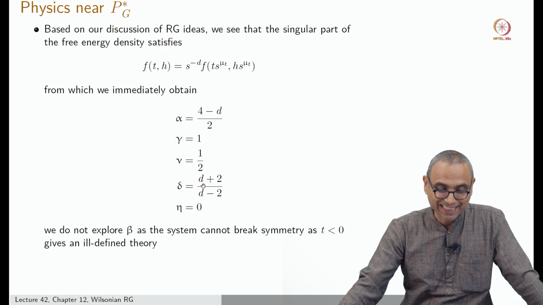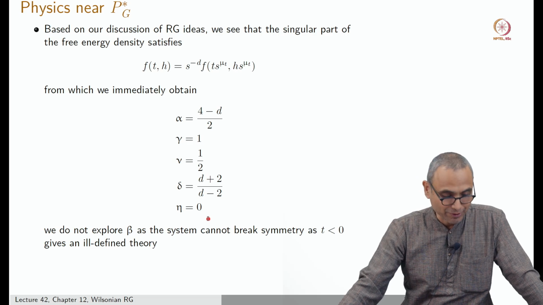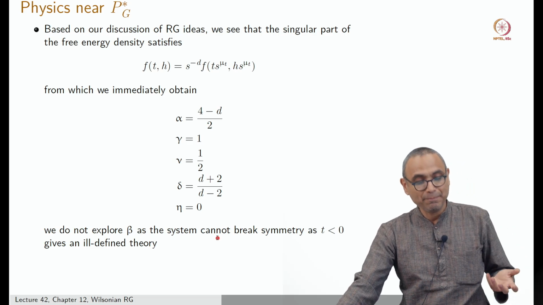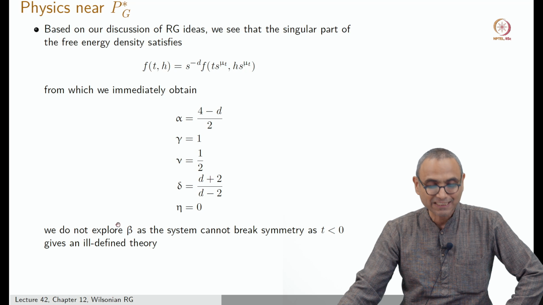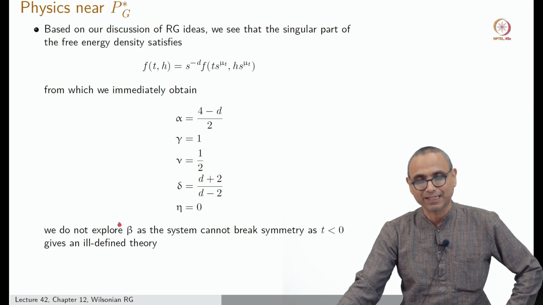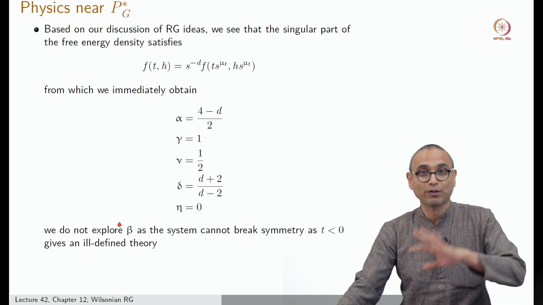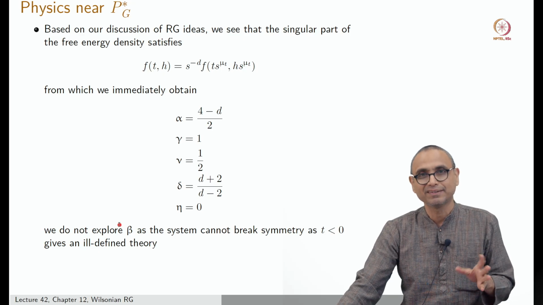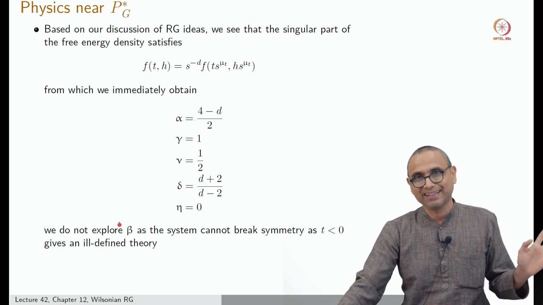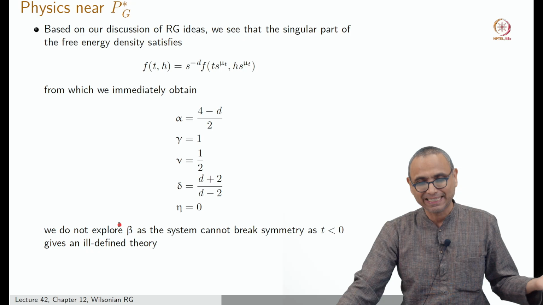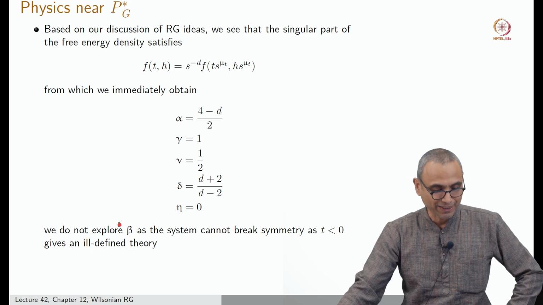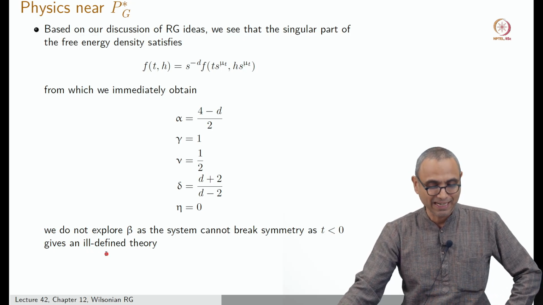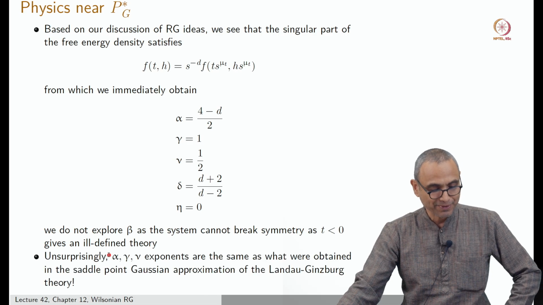You will see that delta is (d+2)/(d−2), so this is what you will find here, and eta is equal to 0. An important thing is that we don't ask what beta is in this case, because it's a little unphysical to ask that, since we don't have any quartic term in phi and so on. So I cannot ask what happens to the theory when t is less than 0, because I will get into some difficulty there. It gives an ill-defined theory, so we will not worry about that.